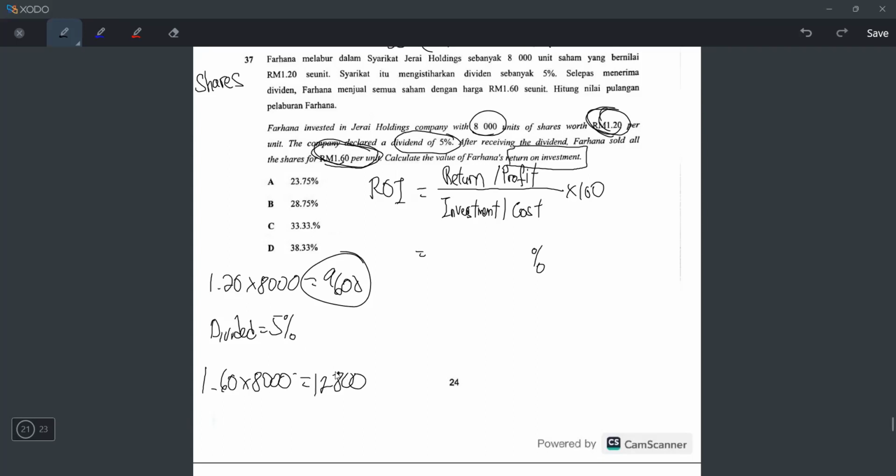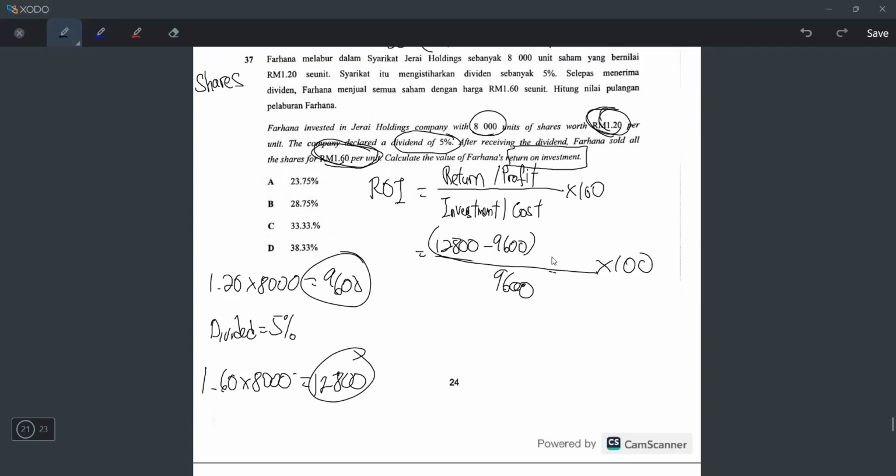So now can you see that when he bought, this is the amount, but when he sold, this is the amount. So what is the return, or what is the profit? You have to take this one minus this one, right? So what will I write for the profit? 12,800 minus 9,600, in brackets. Then divide by something and then times 100. Divide by what about the bottom, the investment, the original cost? That's 9,600, right? This is the original cost.